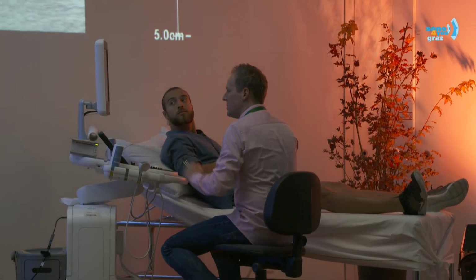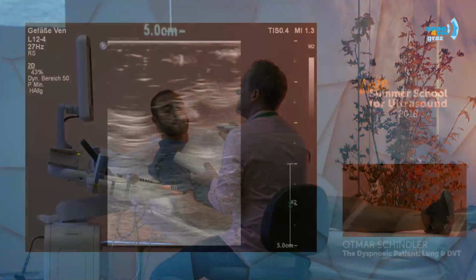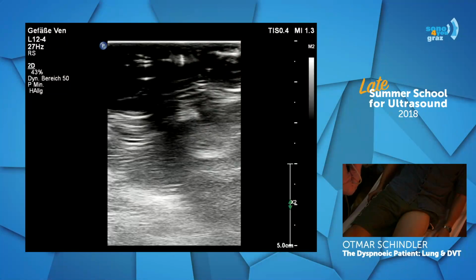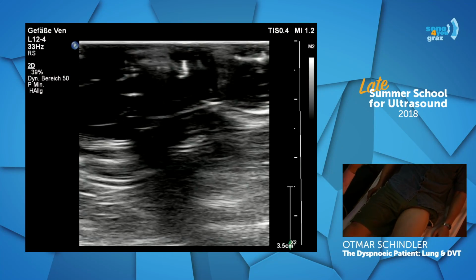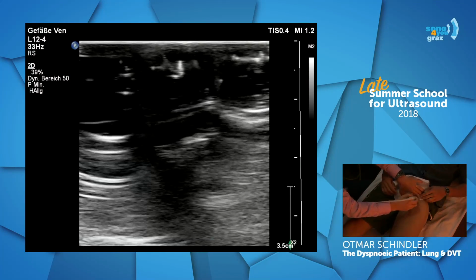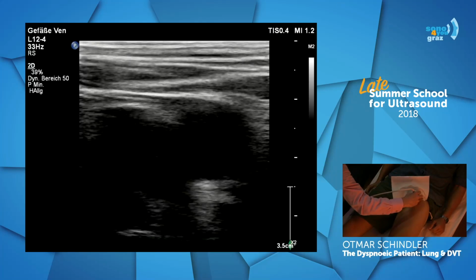So we just take the probe. We look for the vessels.